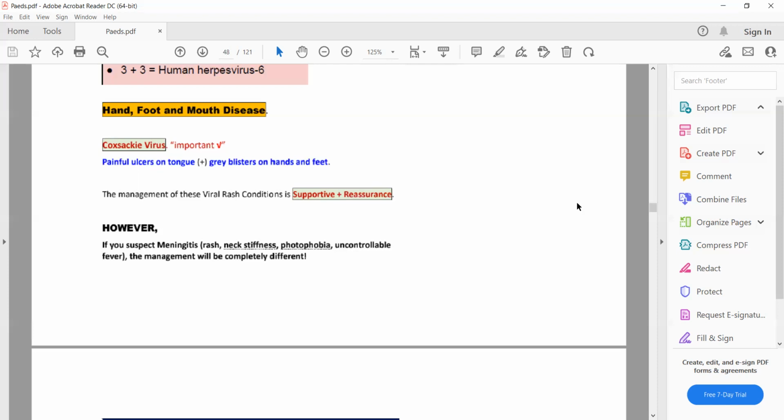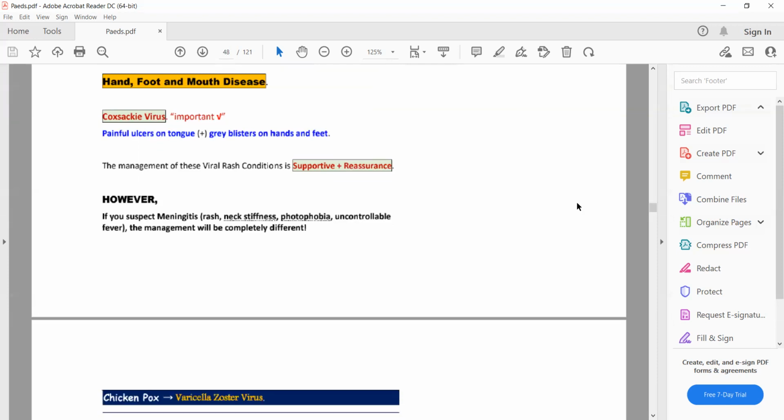Remember that the treatment in most viral infections is supportive plus reassurance. But if we are suspecting meningitis, that is rash, neck stiffness, photophobia, uncontrollable fever, then the management will be different.